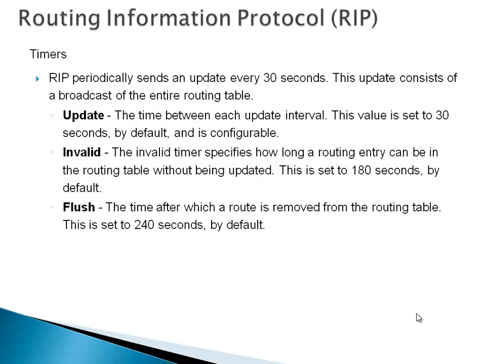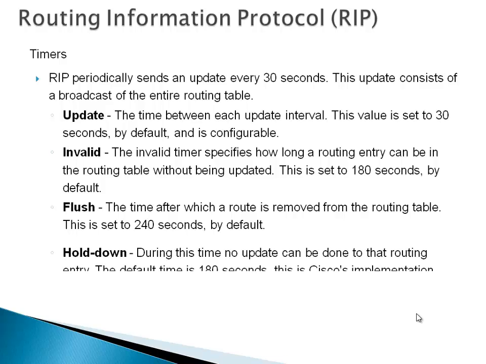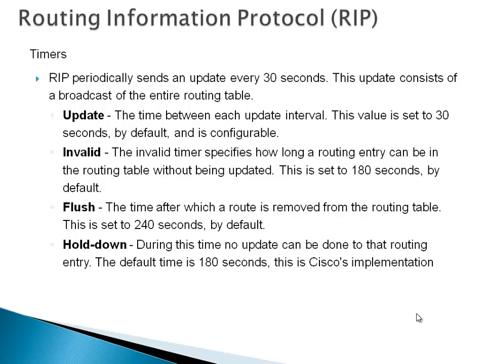The flush timer is the time after which a route is removed from the routing table. This is set to 240 seconds by default. After 240 seconds, it's gone, no more in the routing table. The hold down timer is a Cisco implementation. During this time, no update can be done to the routing entry. The default time is 180 seconds.